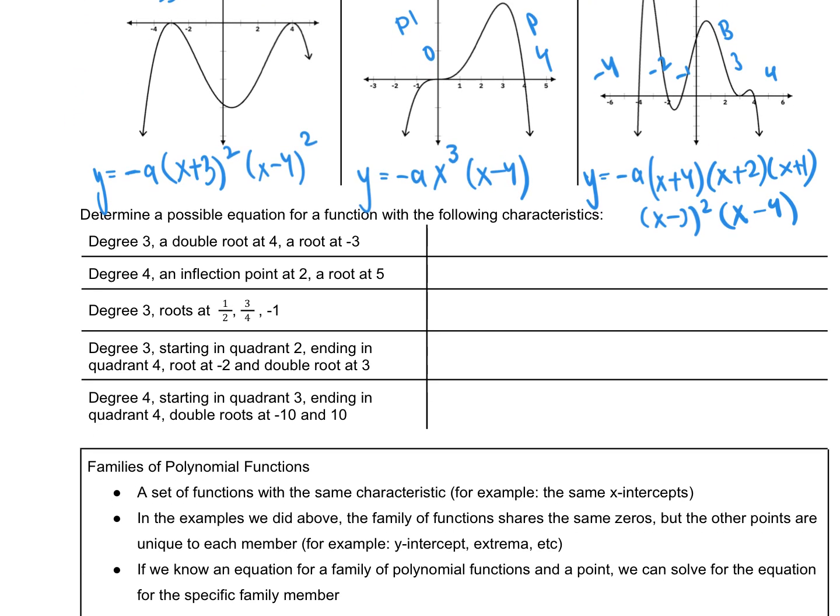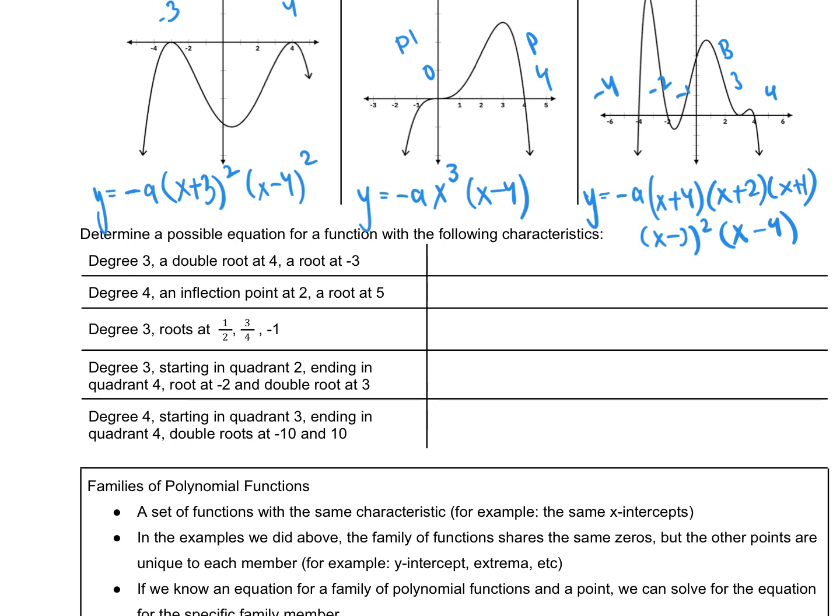All right, same thing, but this time we're given words instead of a graph. So for our first one, we have a degree of 3, a double root at 4, and a root at -3. We're not told anything about end behaviors, so I don't know anything about my a value, but it says determine a possible equation. I can put whatever a value I want. I'm just going to leave it basic with a 1. A double root at 4 would mean x minus 4 squared, and a root at -3 would mean x plus 3. And that is a degree of 3 overall, so great.